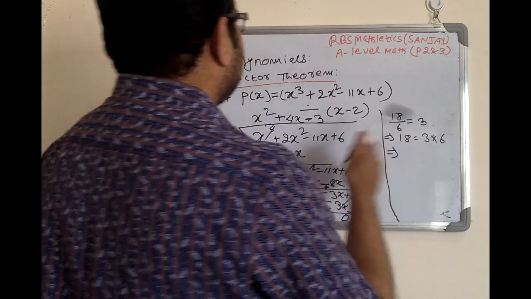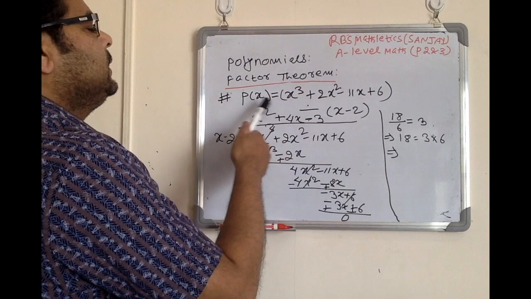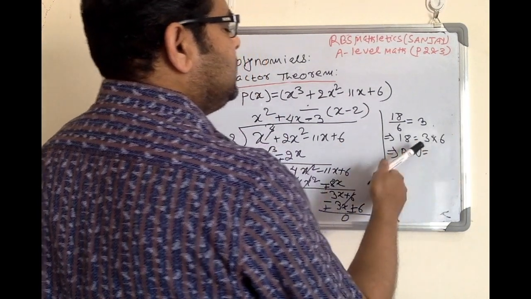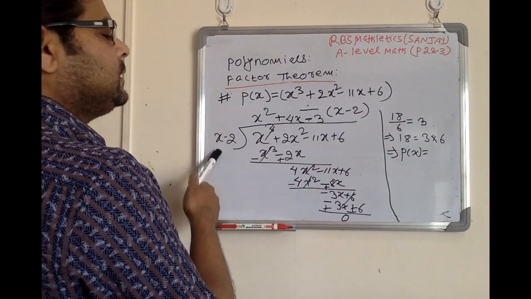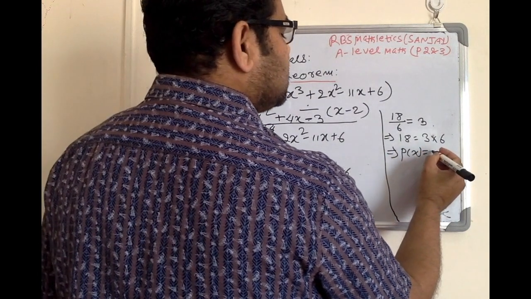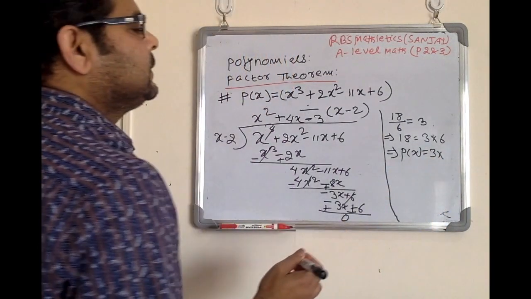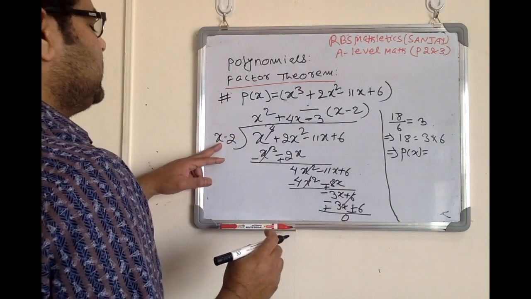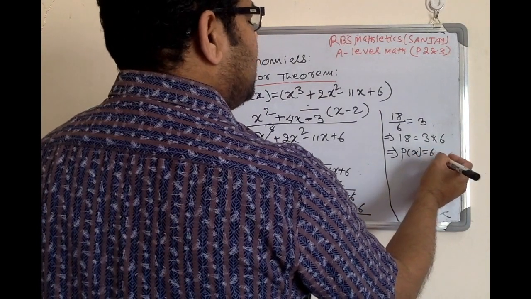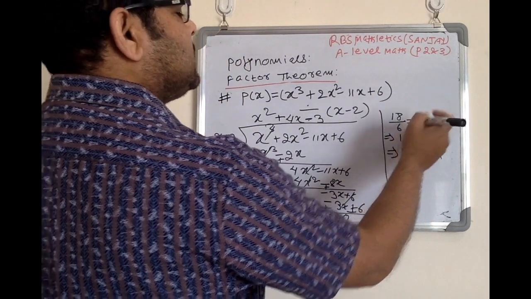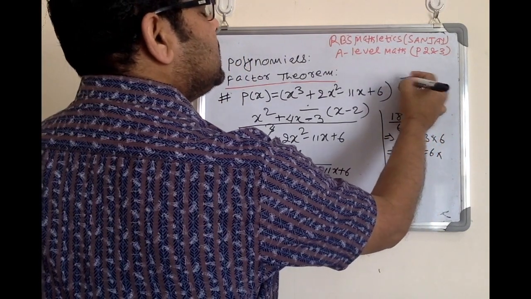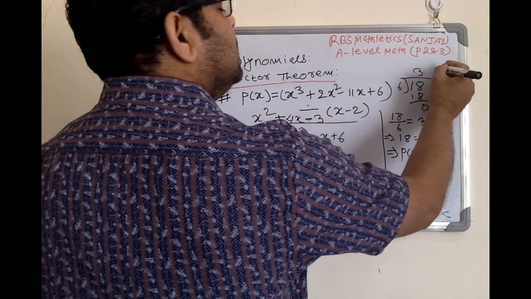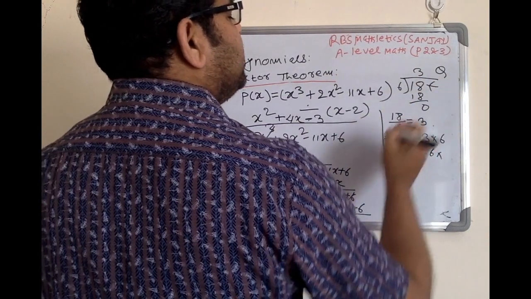So if you compare that with the given polynomial, this is the main function P(x), and that is going to be equal to 3 times 6, where 6 is the divisor. You can see the divisor is x minus 2. In place of x minus 2 there is 6, so 6 is the divisor and 3 is the quotient in this case. So for example, 18 divided by 6 is 3, and the remainder is 0. That means this is the quotient, this is the divisor, and this is the dividend.